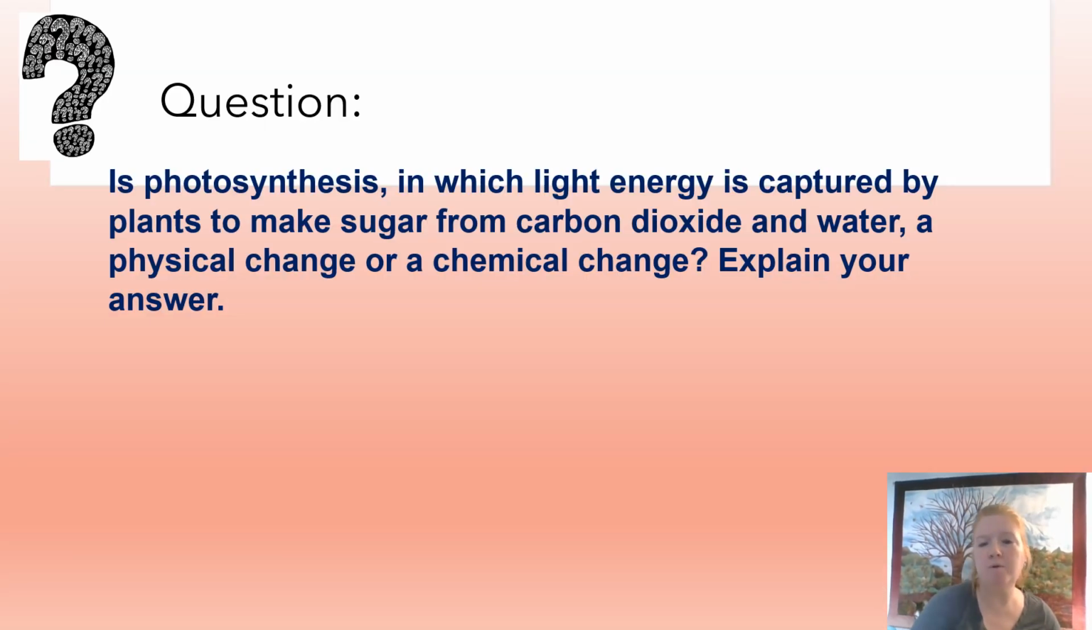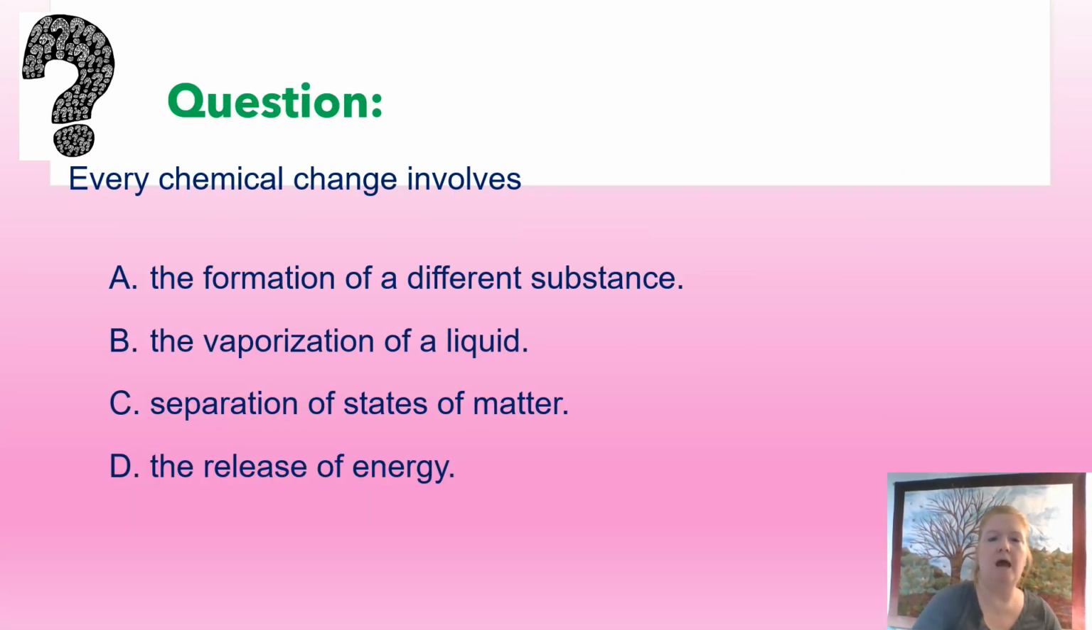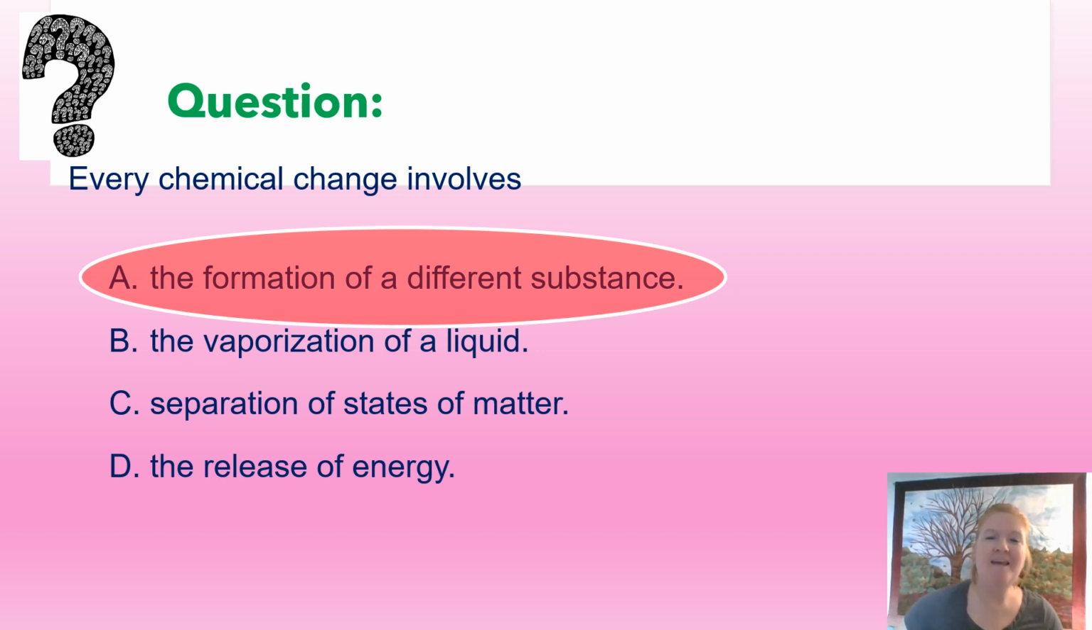All right, so is photosynthesis, in which light energy is captured by plants to make sugar from carbon dioxide and water, a physical change or a chemical change? So think about it for a moment, because you're going to have to explain, what is it? Well, it would be a chemical change, because the products which you end up with are different substances than what you started with. We got new substances with new properties. Every chemical change involves, which one? Belle has something to say. Yep, the formation of a different substance. Did you know that, Belle?